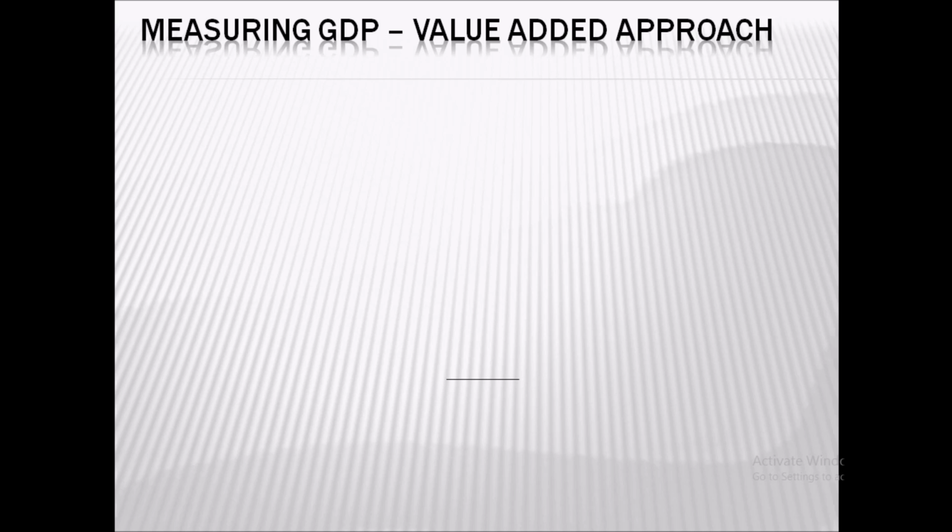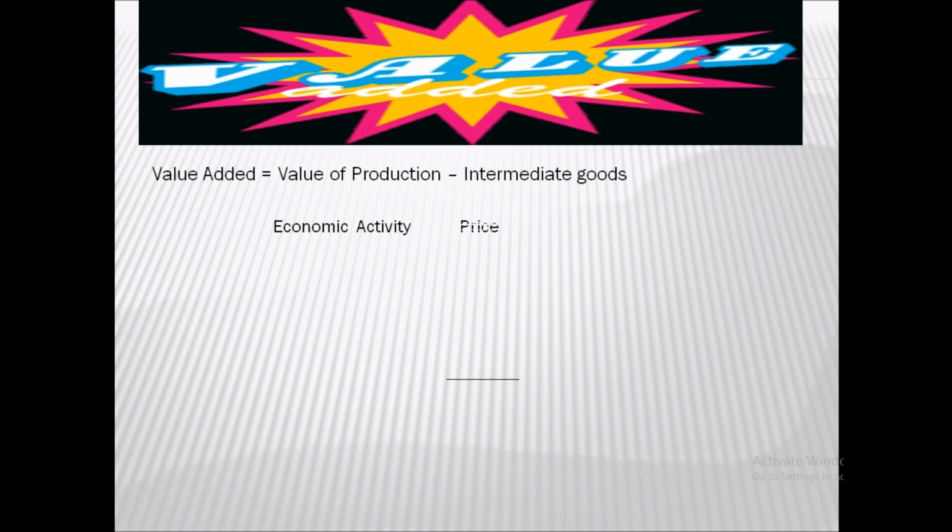Now let's consider the value added approach for measuring GDP. The value added approach is essentially a method which considers the production activities in an economic system. It works on the formula that value added is equal to value of production minus the intermediate goods. Intermediate goods are those goods which go into the production of the final goods. Okay, let's try to understand this methodology based on an example.